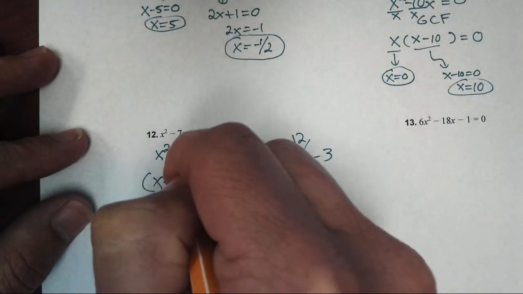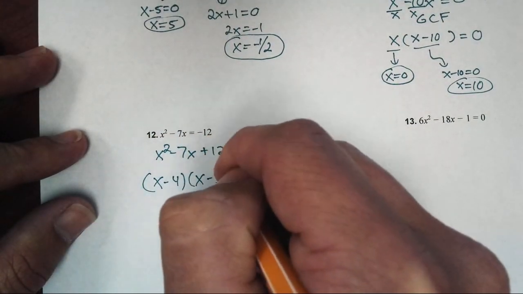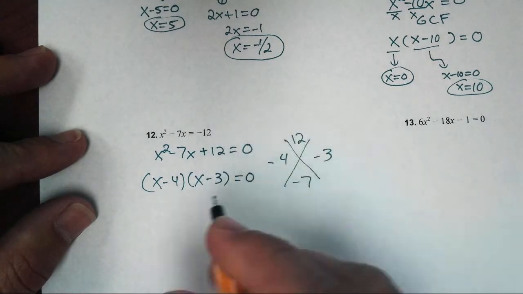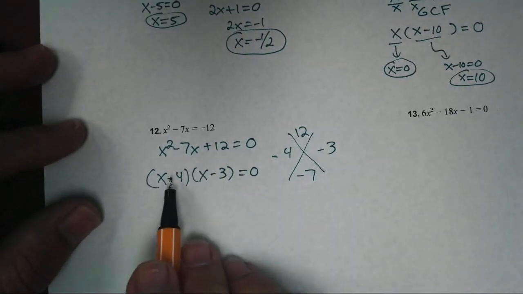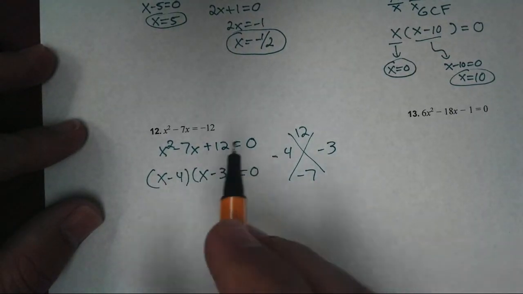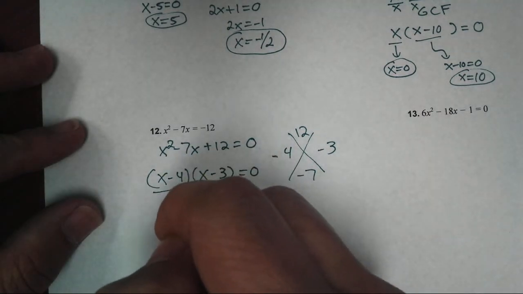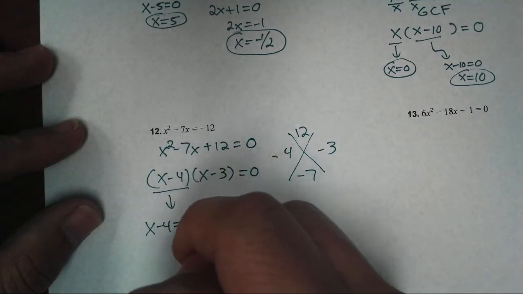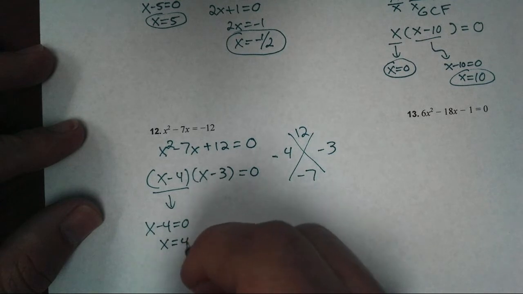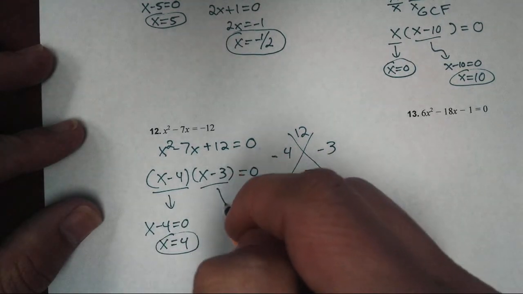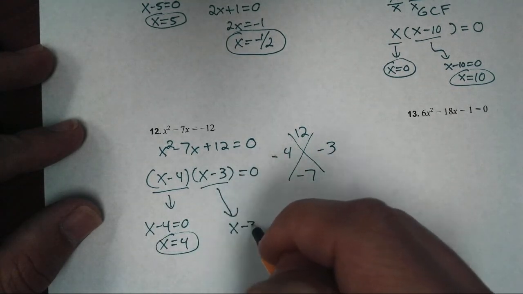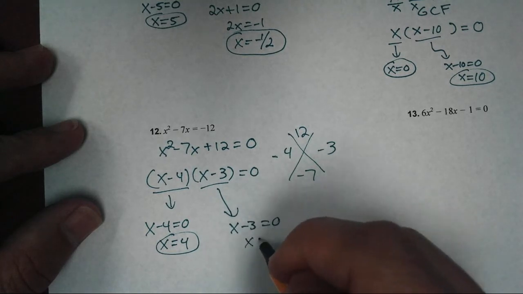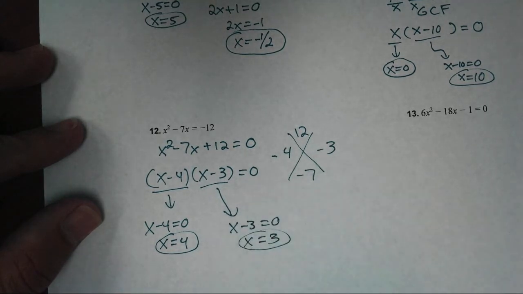So this is x minus 4 times x minus 3 equals 0. So here we go. This times this gave us 0. So either this was 0, our first parentheses. So x minus 4 is 0. That means x would have had to have been a 4. Or this multiple was a 0, x minus 3, which means x would have had to equal 3.